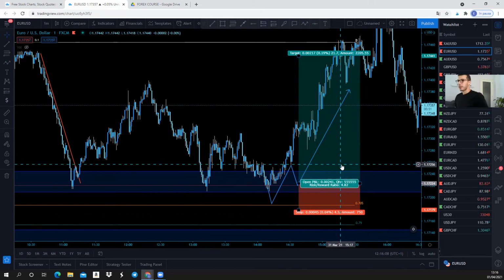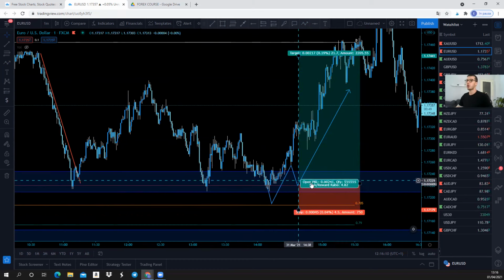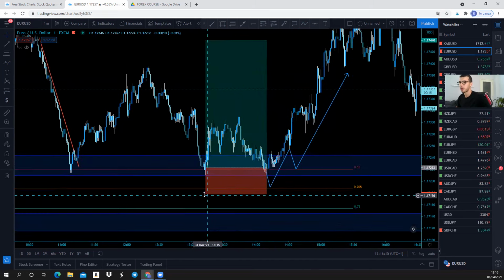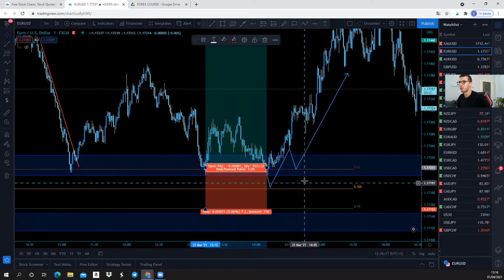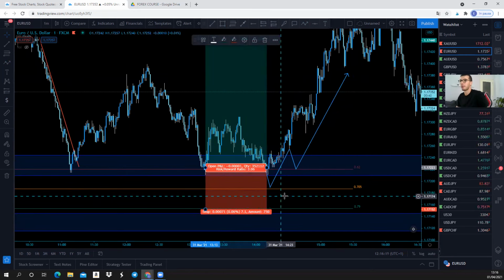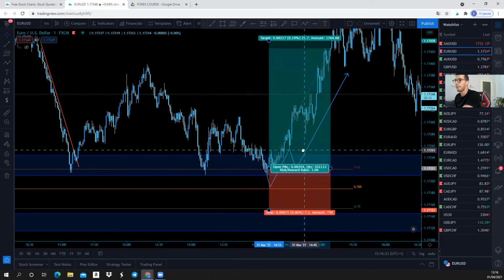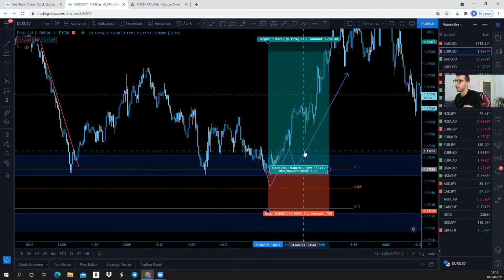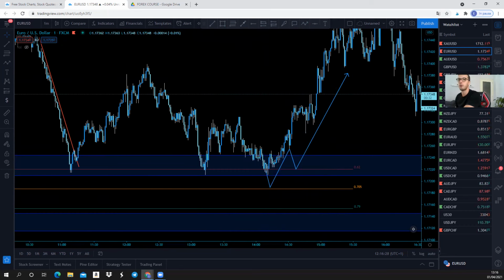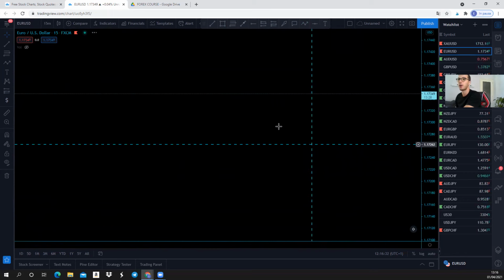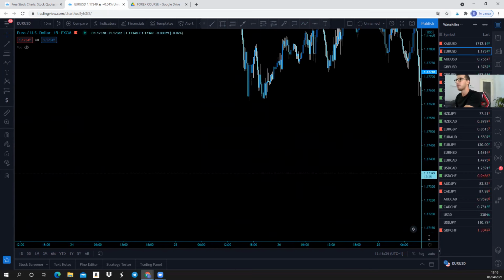Now, the spring didn't happen. You could have still taken the trade. If you take the trade without the spring, make sure to have a stop loss that is big enough to avoid being stopped out by possible liquidity grabs. And with that being said, if you wait for the spring, even better. Now let's see if we have some other examples on the 15 minute time frame for our Fib strategy.